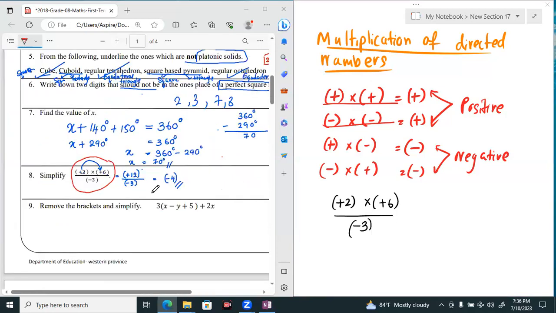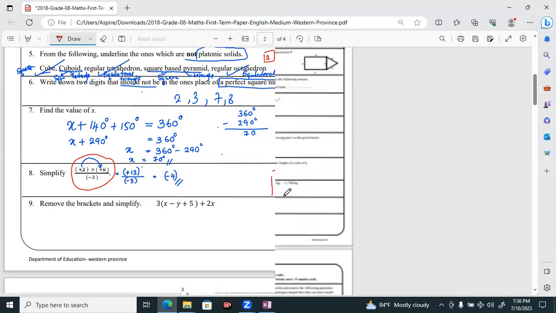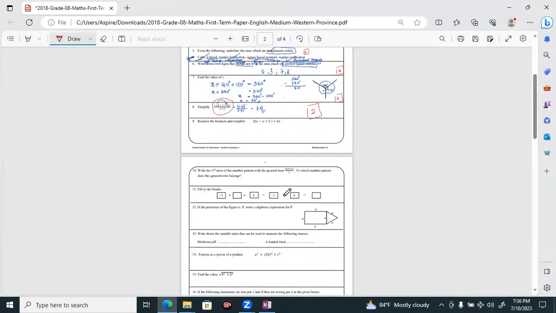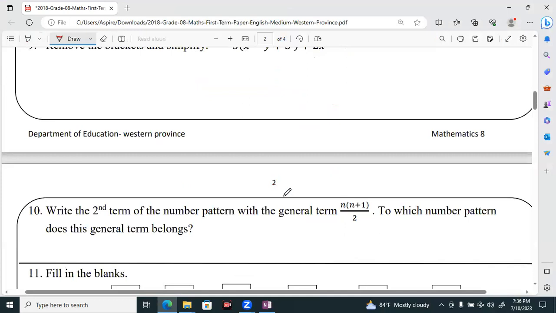Remove the brackets and simplify. Okay, let's see. We have to do this kind of question very carefully.